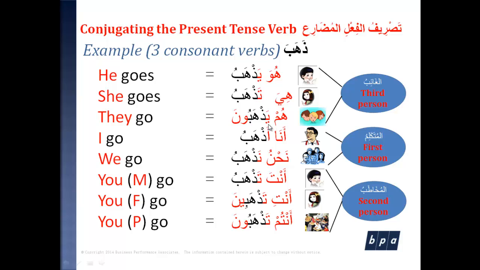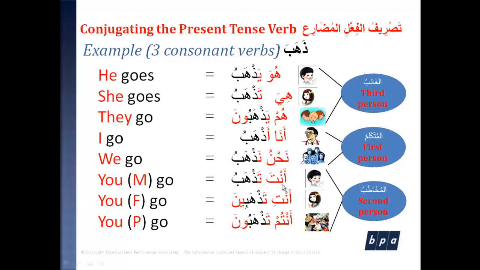For hum, we add a prefix, ya, and we add the waw and the noon, indicated in red, to indicate the they pronoun. Hum yadhabuna, they go. For I, ana, we add the prefix alif. Ana adhabu. For we we use the noon, nahnu nadhabu.